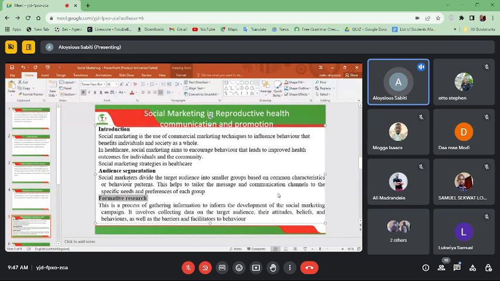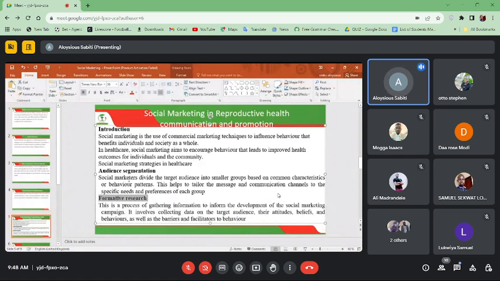So you will have to choose the cultural backgrounds. You have to take the kind of behavior into account. So this is a process of gathering information to inform the development of the social marketing campaign. It involves collecting data on the target audience, their attitudes, beliefs, and behaviors, as well as the barriers and facilitators to behavior. So this is more of a needs assessment also.